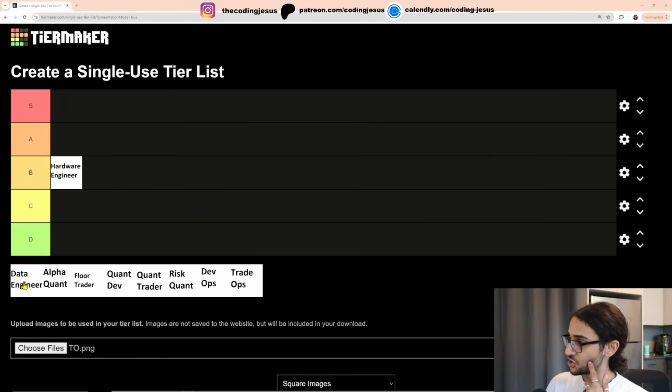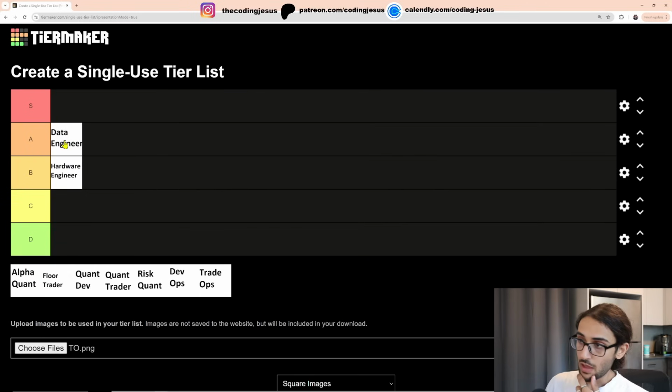I'm going to put data engineer as A tier. I mean, it's high stress in a sense because data is the lifeblood of the organization. It's like the modern oil of today. But at the same time, you're paid well. It's rewarding work. It's interesting work. You're working with a lot of different interesting, cool people on data that's actually going to be used to make meaningful trading decisions and make the firm money, hopefully.